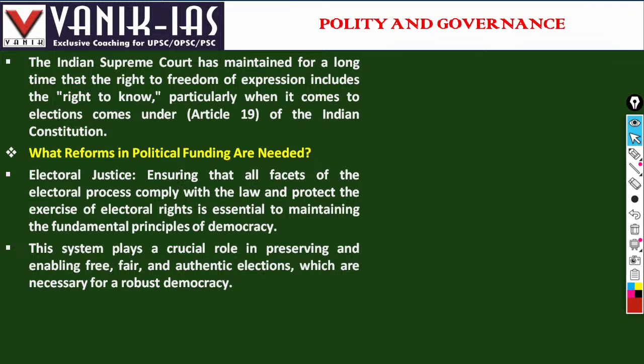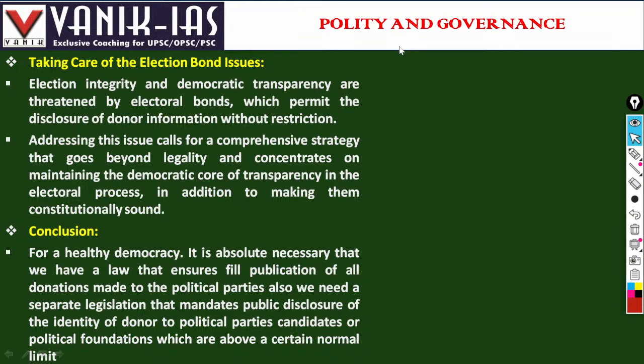This system plays a crucial role in preserving and enabling free, fair, and authentic elections, which are necessary for a robust democracy like India. Regarding the electoral bond scheme, election integrity and democratic transparency are threatened by electoral bonds, which permit the non-disclosure of donor information without restriction. Addressing this issue calls for a comprehensive strategy that goes beyond legality and concentrates on maintaining the democratic core, transparency in the electoral process, in addition to making it constitutionally sound.